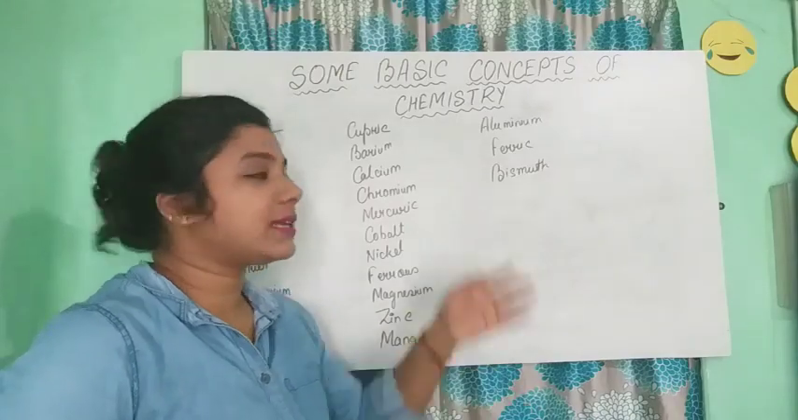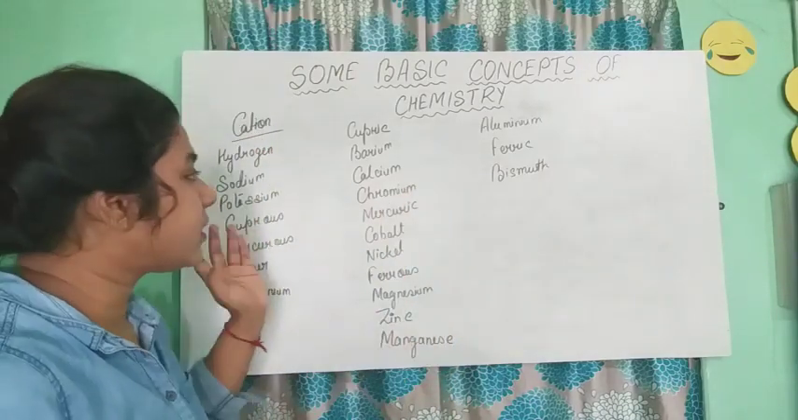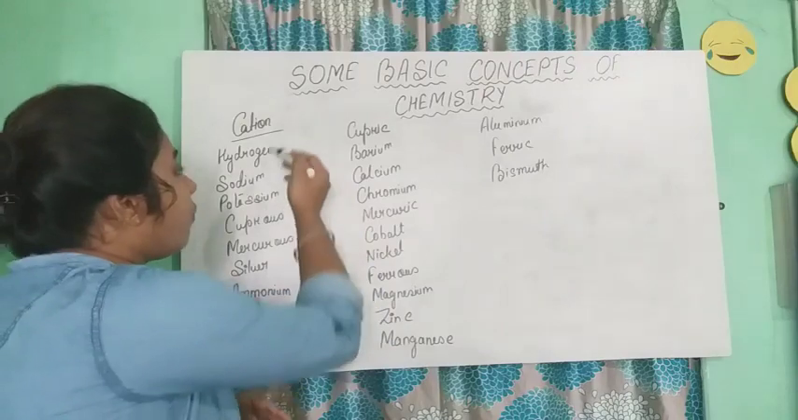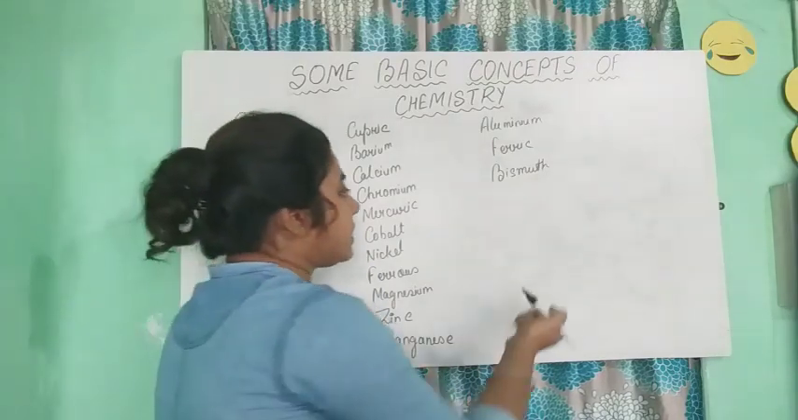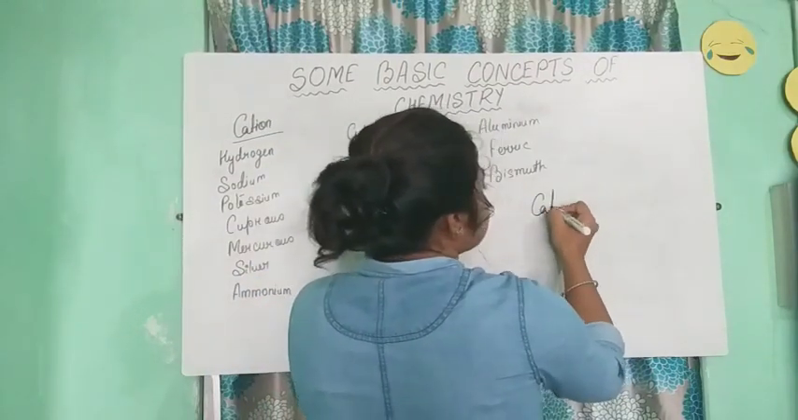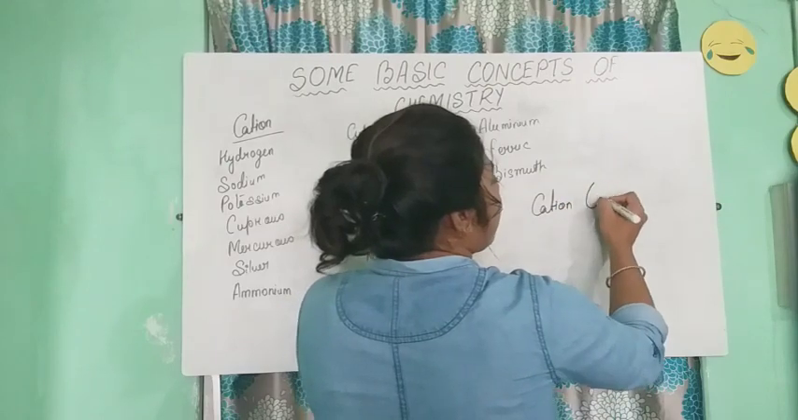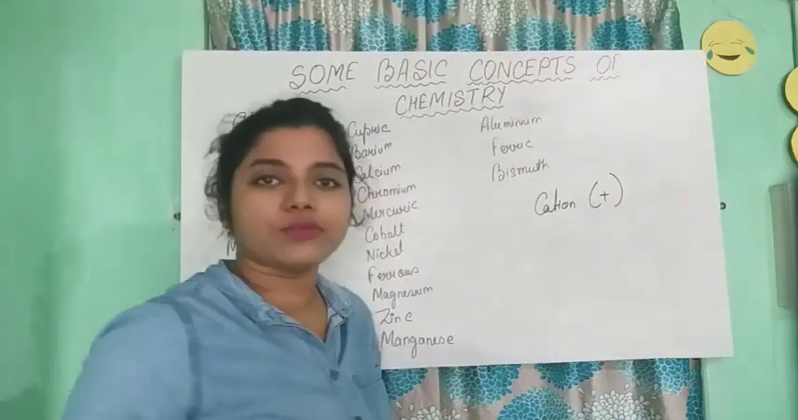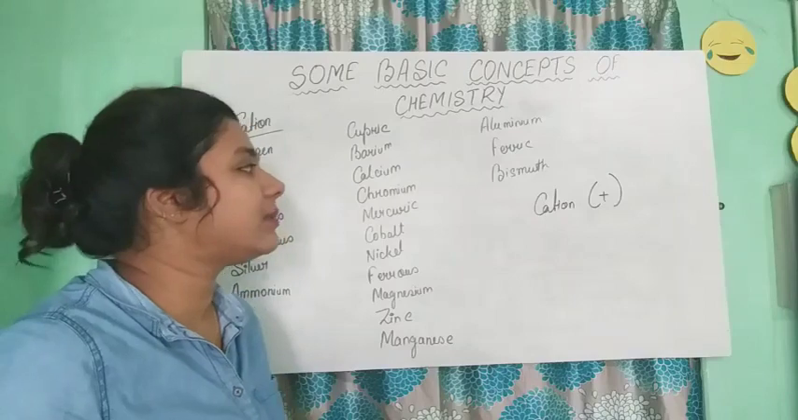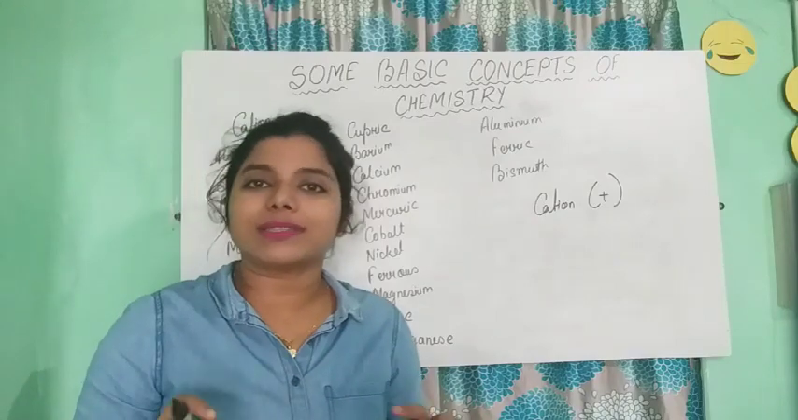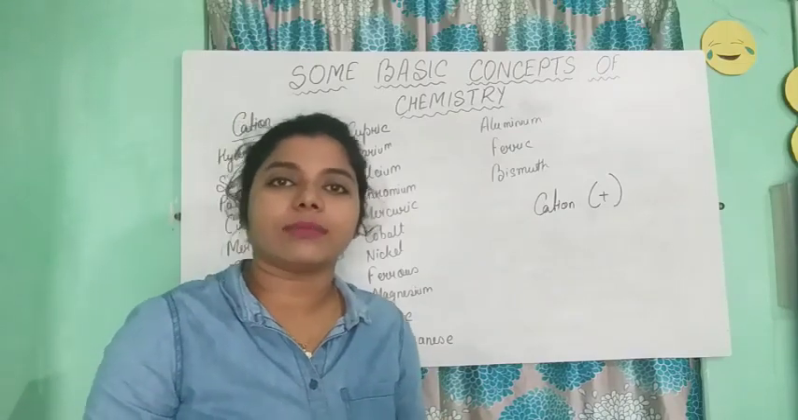Okay, so next here is a list of cations that I have written. Let's look at the forms of some cations. Now, what are cations? You see, cations are the ions which have a positive charge on them. The ions which have a positive charge, a plus charge, we call them cations.